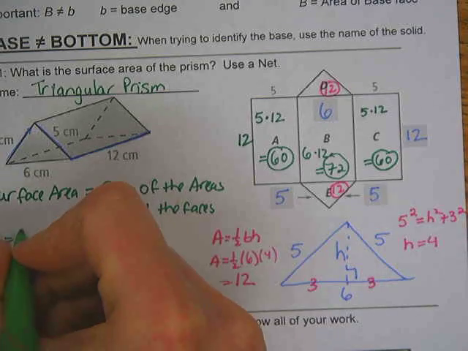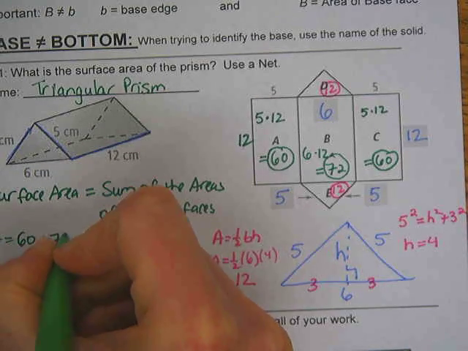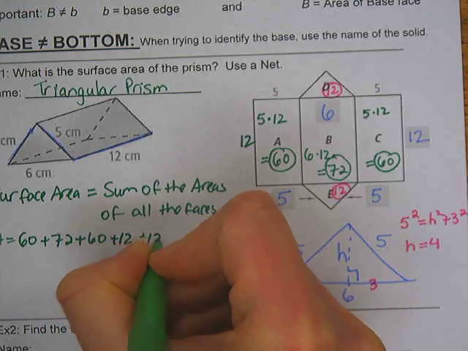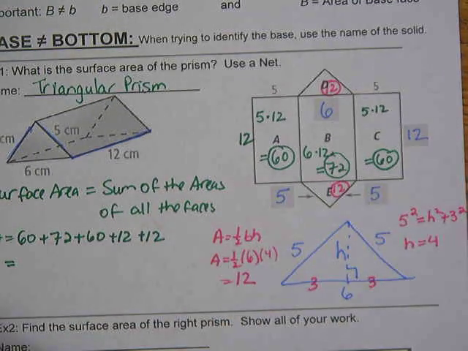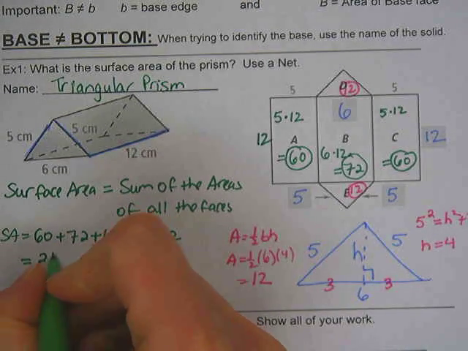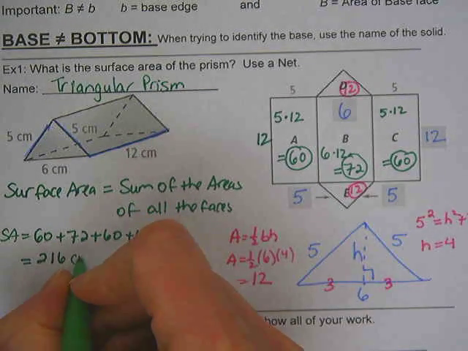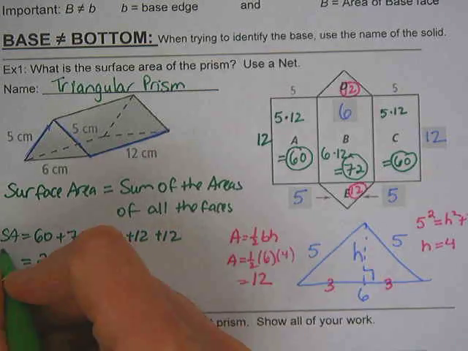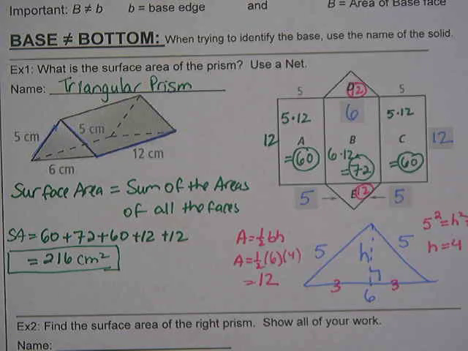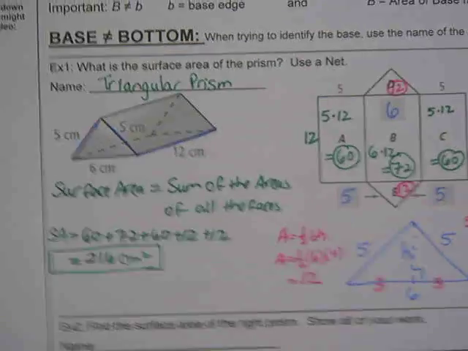Now we're ready to add the areas of all the faces. Surface area is going to be 60 plus 72 plus 60 plus 12 plus 12. If you get your calculator out and add all those values together, you should get 216, and the units are centimeters squared.